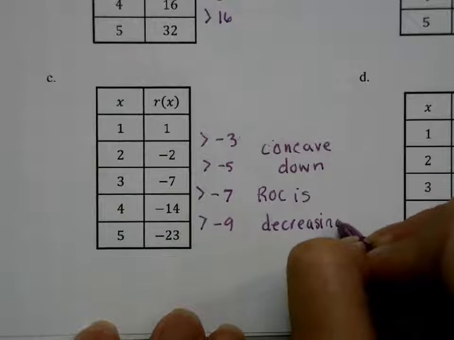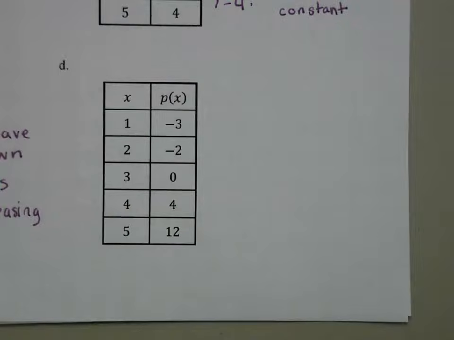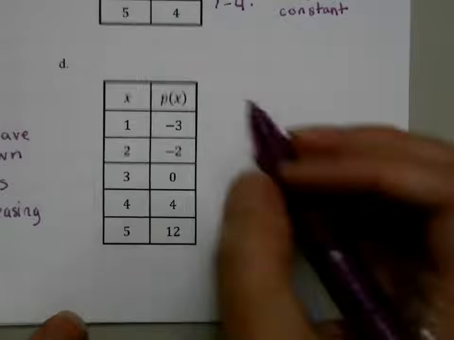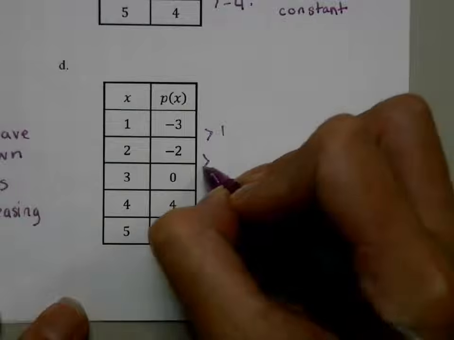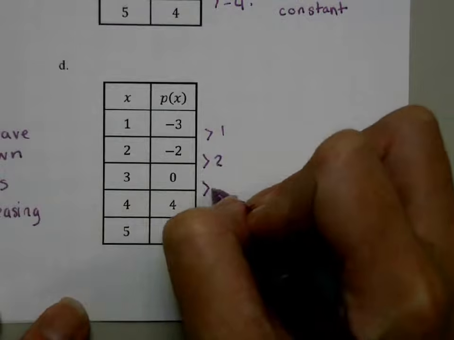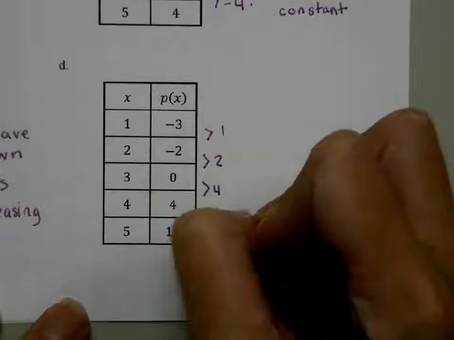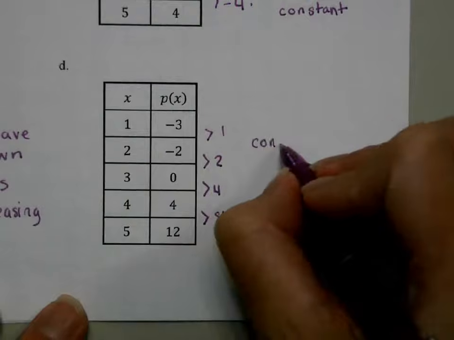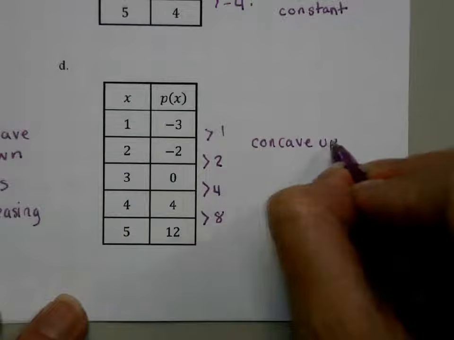Do one more. Okay, going up 1, up 2, up 4, up 8. These are increasing, so we're concave up because the rates of change are increasing.